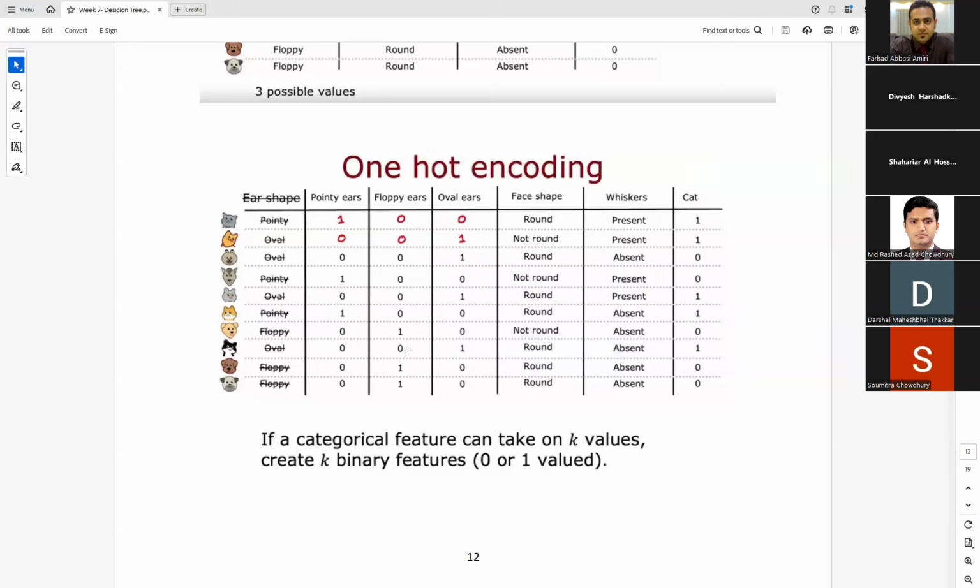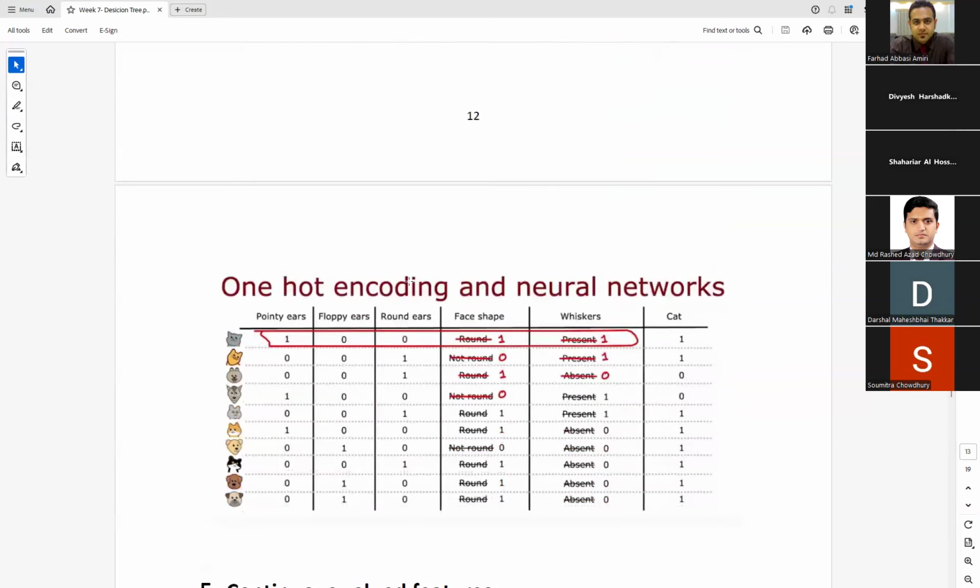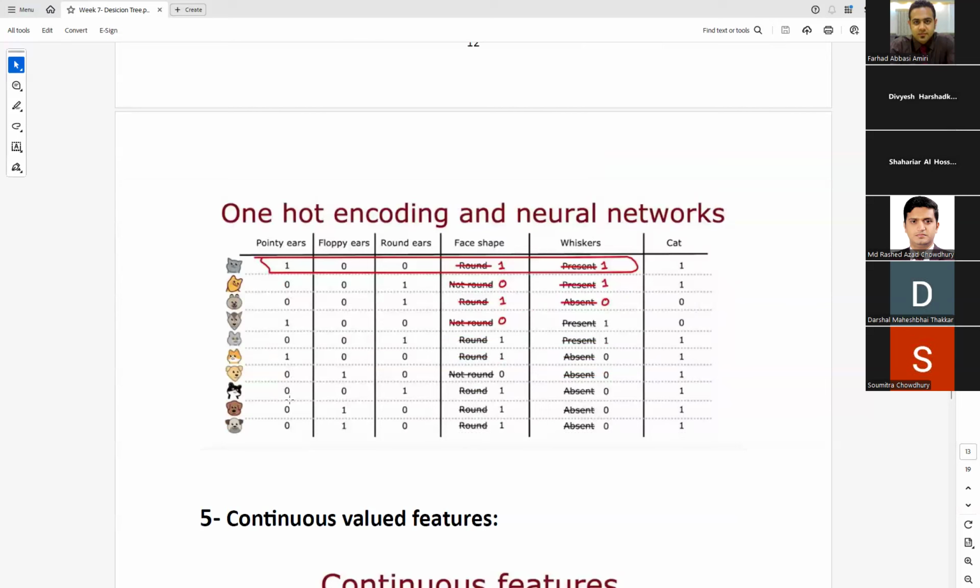For this training example, just one of them is 1, and the other 2 columns are 0. For this row, just one of them is 1, and these 2 are 0. So for each training example, just one of them is important. That's why we call it one hot encoding. One of them is more important with a value of 1. And I told you how we can change the entire data table from categorical values into numerical values, and it's easier to work with numbers rather than categorical values.